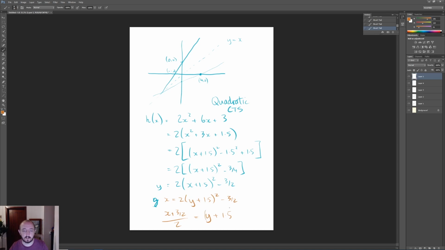plus 1.5 squared. So I square root both sides, get plus minus, and then I subtract 1.5 from both sides, and that will give me my y equals. So that will be my inverse function there of this quadratic. Okay, so a little bit strange there, but hopefully you can see what's going on in terms of the quadratic: when you have to take the inverse, we have to complete the square first. Okay.